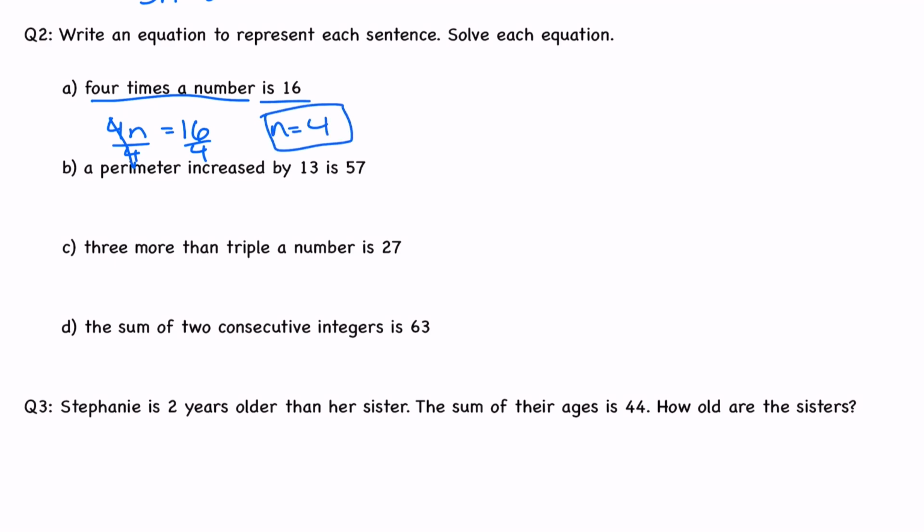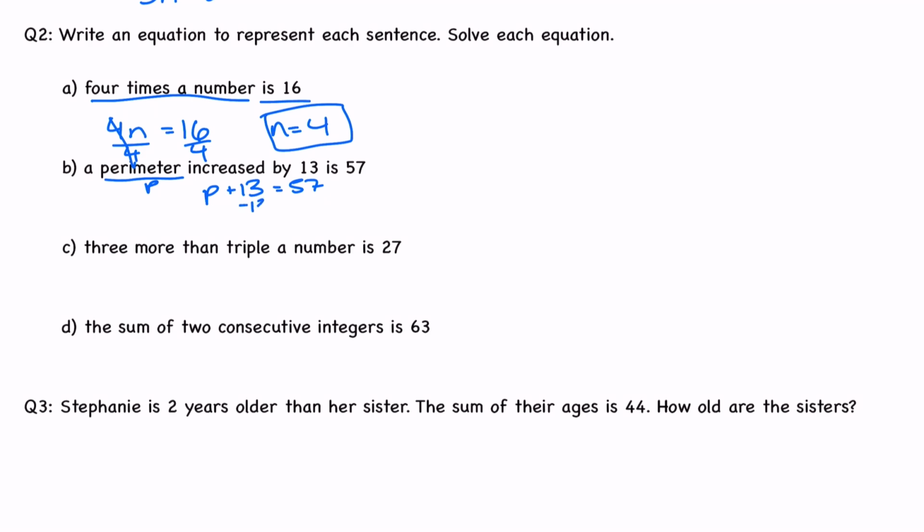Part B says a perimeter increased by 13 is 57. So if we let perimeter equal p, then we have some perimeter that when you add 13 to it, so adding 13 equals 57. So let me just move this over here so we have more space. So we want to solve and isolate p. So we need to get rid of this plus 13. So we need to do the opposite, which is subtracting 13. So we need to subtract 13 from both sides.